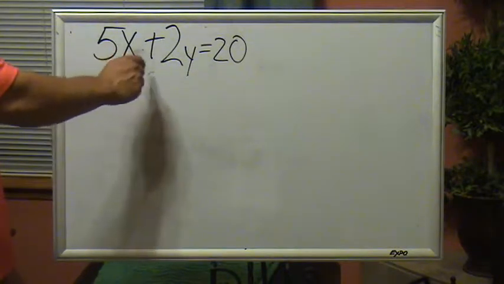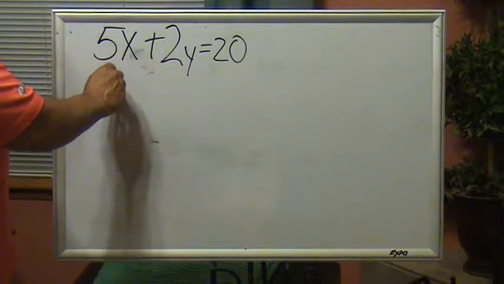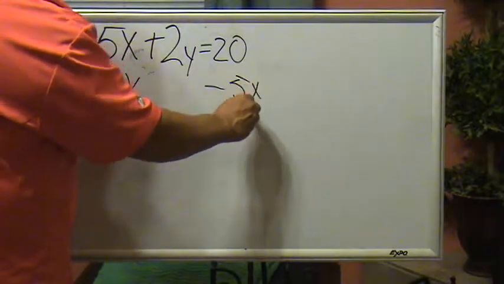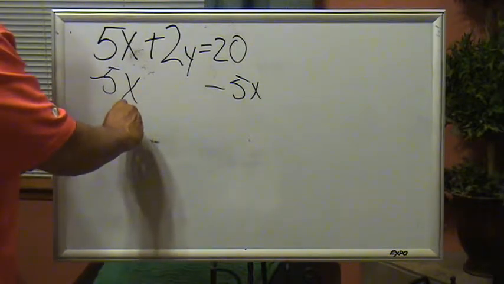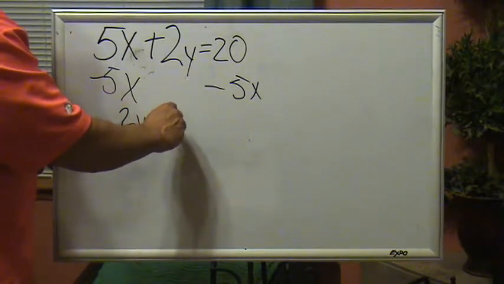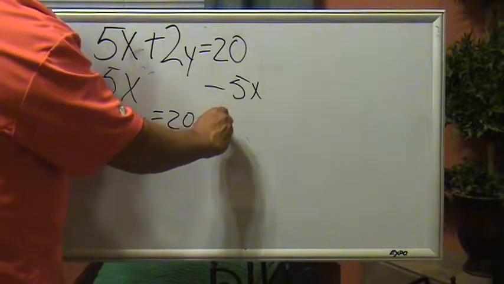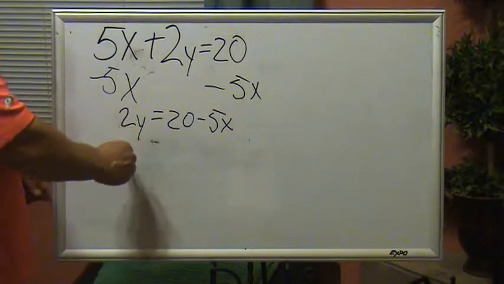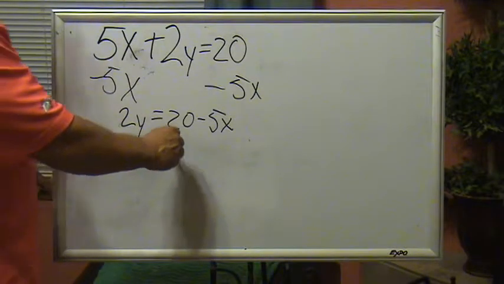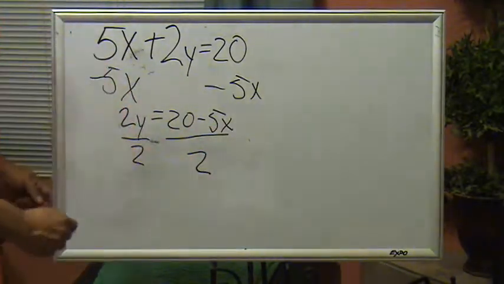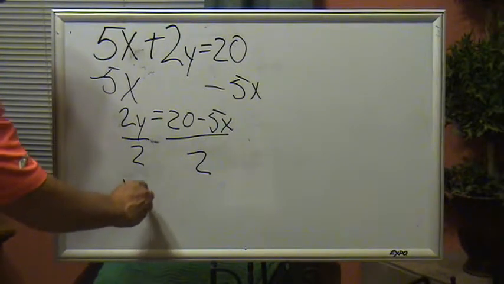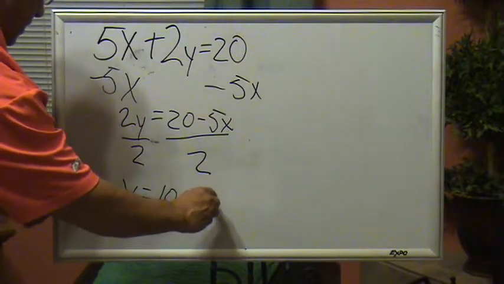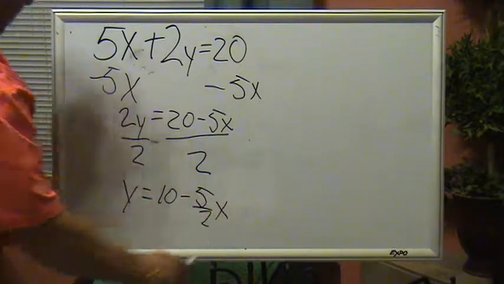In order to get rid of the 5x, we have to subtract 5x from both sides of the equation. And that leaves us now with 2y is equal to 20 minus 5x. So now we've got to get rid of the 2 on this side, so we divide both sides by 2. And what we have now is y is equal to 10 minus 5 over 2 x.